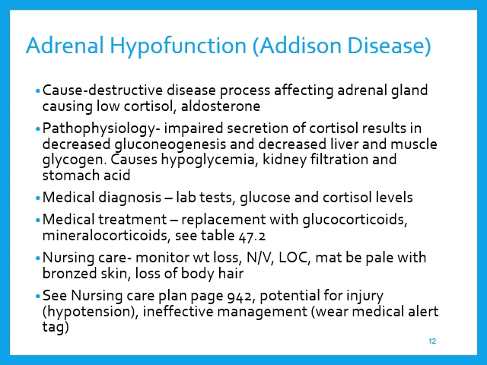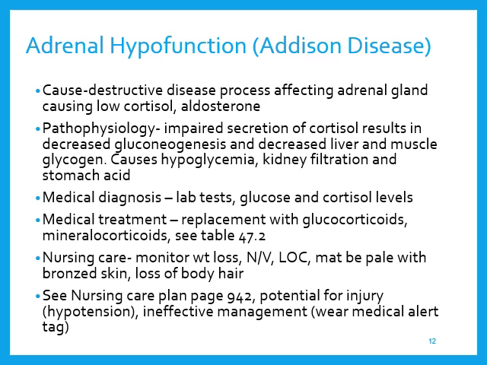It's important that you understand, again, not only for now, but for NCLEX, the difference between Addison's and Cushing's, which we're going to talk about. So the cause is a destructive disease, which I mentioned, tumors, postpartum necrosis, hypophysectomy, that affect the adrenal gland, causing low cortisol and aldosterone.